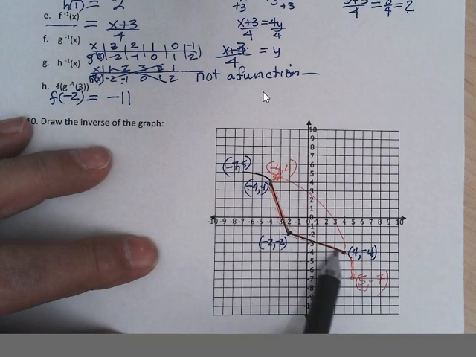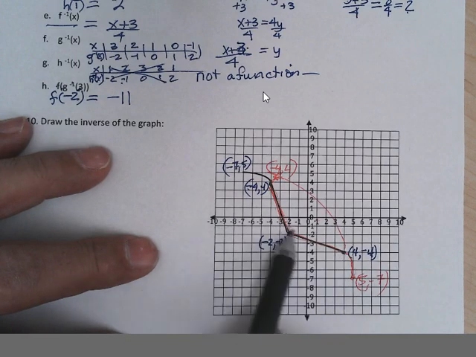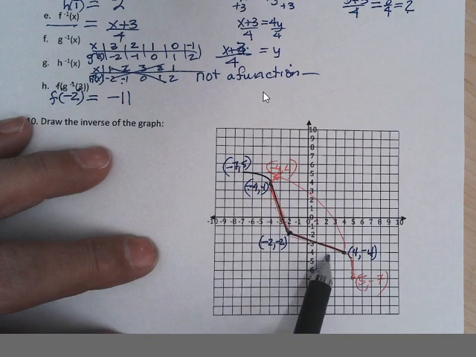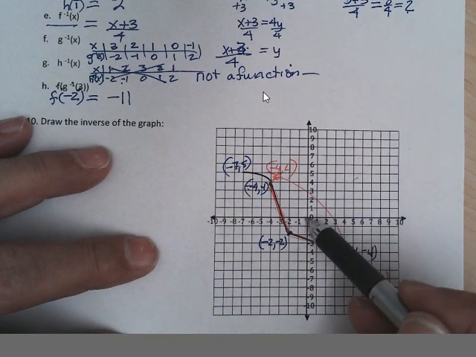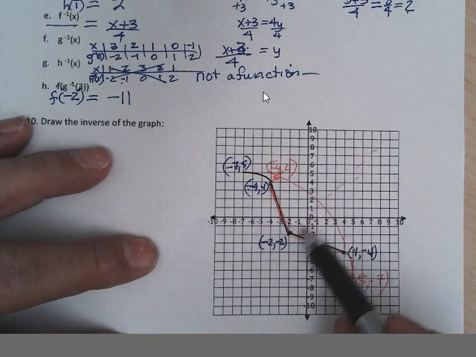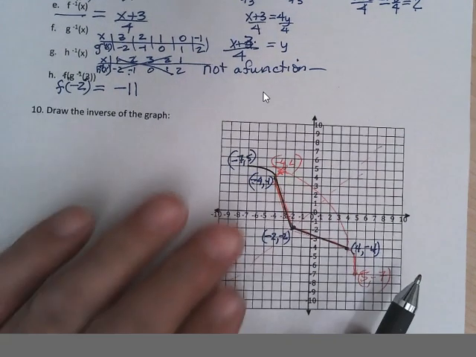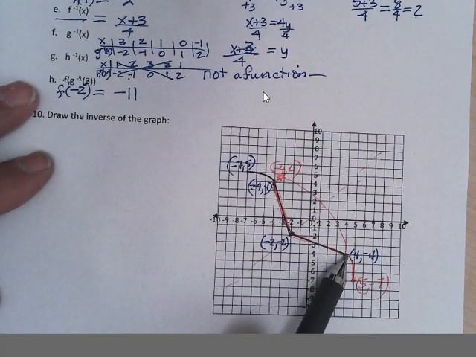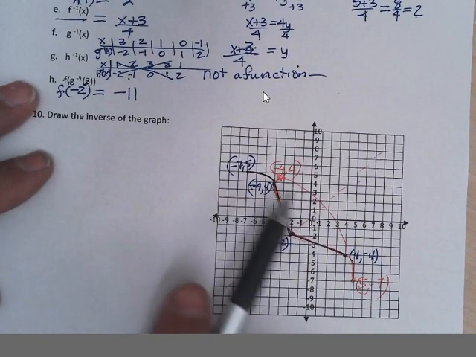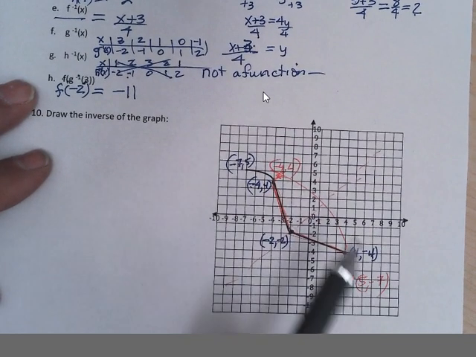So the inverse, most of it lies right on top of what we already had, and this part gets put down here. It's a reflection over y equals x. The original black one goes to this red one, where this gets flipped over to here, this gets flipped over to here, and this gets flipped over to there.